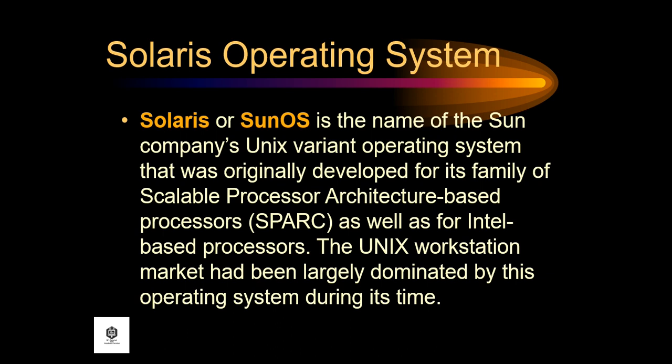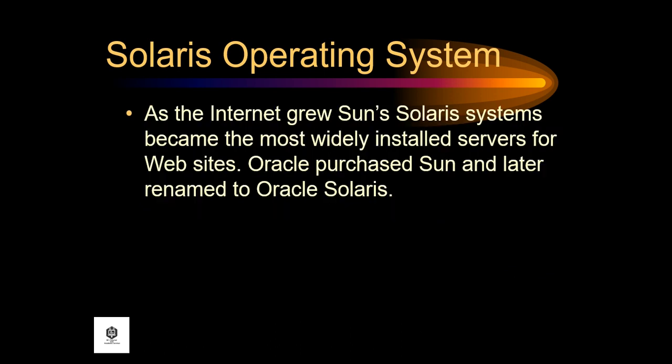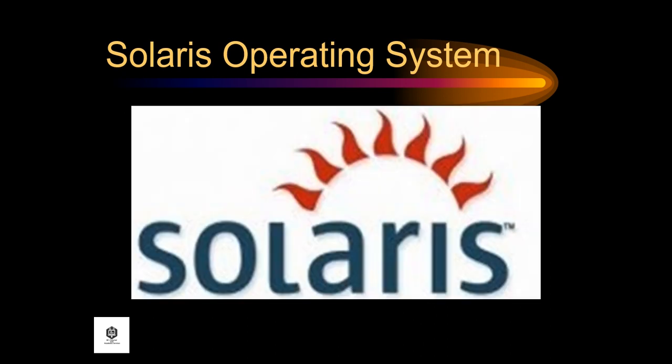The Unix workstation market had been largely dominated by this operating system during its time. As the Internet grew, Sun Solaris systems became the most widely installed servers for websites. Oracle purchased Sun and later renamed it Oracle Solaris. This is the sample logo of the Solaris operating system.